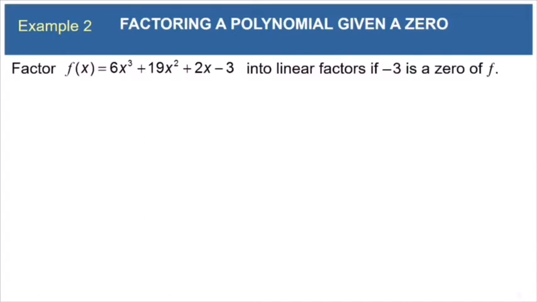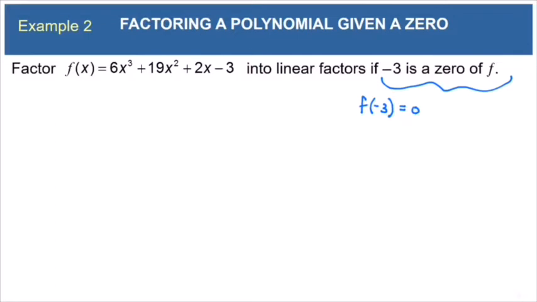Okay, now we're going to move on to example 2, and this one says factor this function into linear factors given that negative 3 is a 0 of f. Okay, what are they telling us here by telling us that negative 3 is a 0 of f? Well, if negative 3 is a zero of f, we know that means that f of negative 3 equals 0. That's what it means for something to be a 0. Remember? It means if you plug it in, it equals 0.